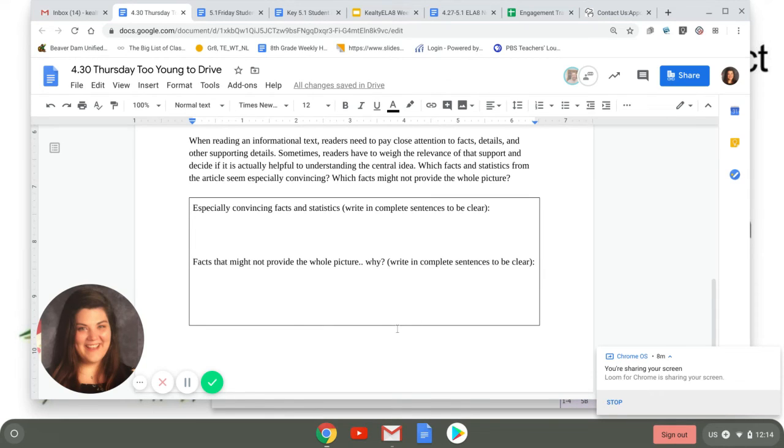If you said something along the lines of, on page 111, the author uses the statistic of 75% of 16-year-olds have been in a car accident after receiving their license. This is particularly convincing to me because this is a huge percentage, and that's concerning to me. That would be a good example. So you have to write in complete sentences, okay?